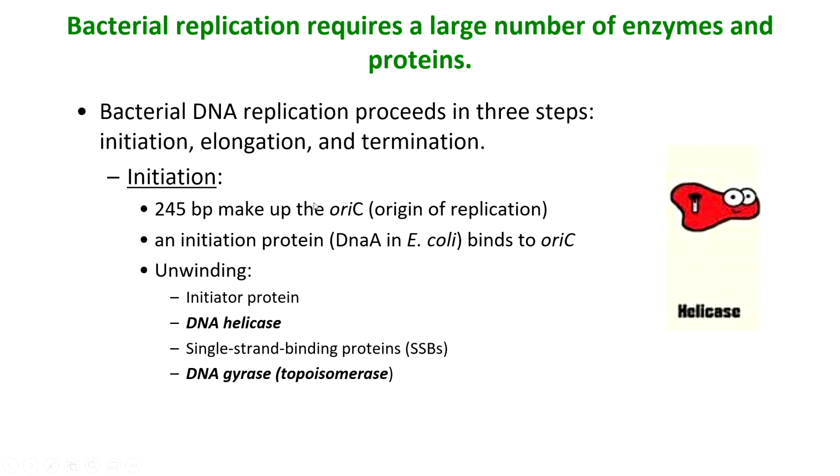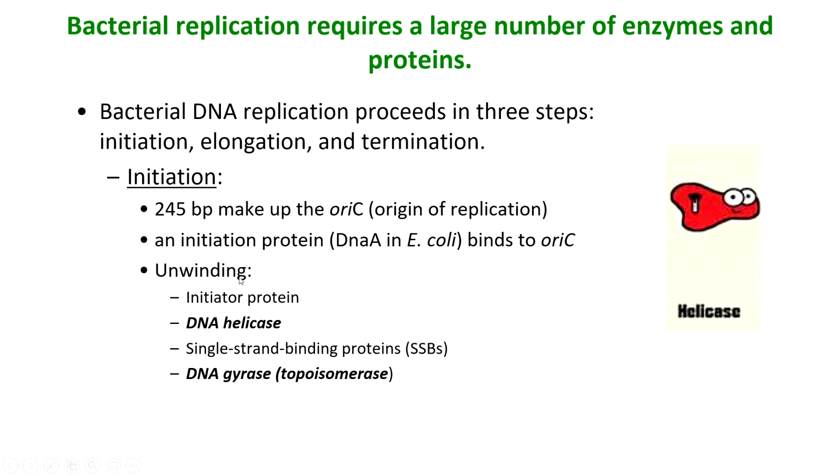Initiation starts at the origin of replication in bacteria, called the ORI, or the ORI-C, depending on the species. But it's always ORI, the origin of replication. It's usually about 245 base pairs long. An initiation protein is what recognizes the ORI. So these initiation proteins, particularly one called DNA-A in E. coli, is a DNA binding protein, and so will bind to ORI-C based on its specific sequence.